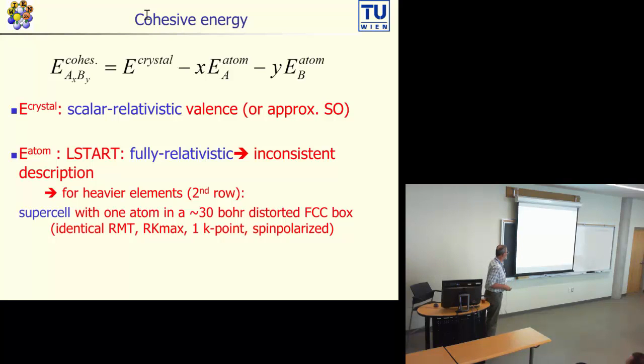occupation if you have, let's say, two p electrons in a Pz orbital, but none in Px and Py, due to this distortion. You should do these calculations with the identical sphere sizes as you have used in your crystalline calculations. The same RKmax, and just one k point is of course sufficient. Most of the atoms are open shell systems, so you should do them spin polarized because this gives a lower total energy.